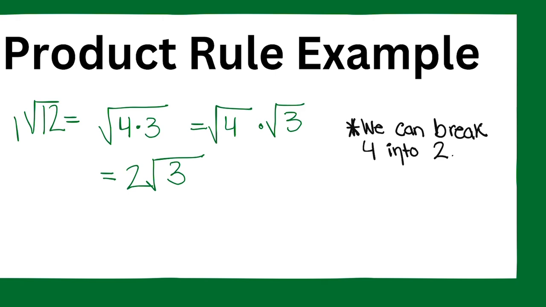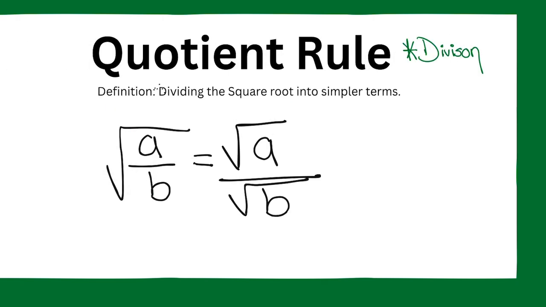Alright, moving on to our next rule, the quotient rule. And I like to remember the quotient as division. So going back to what I said earlier, the product rule is like multiplication. The quotient rule is division. They are complete opposites of each other, but they are very easy to remember. So product, multiplication, quotient, division. They are complete opposites.